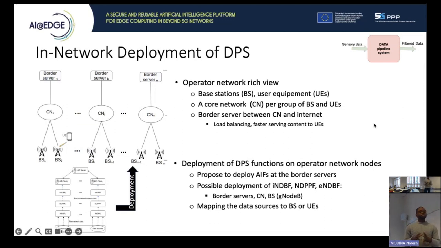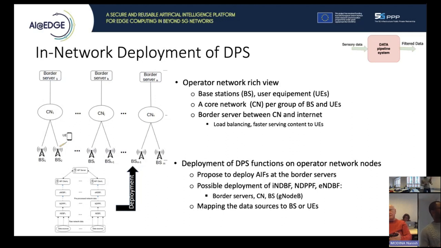Once we introduce the data pipeline system, the question is where to deploy the system, on which architecture. Here we show a general, high-level view of an operator network that contains a set of base stations or user equipment, a set of core networks per group of base stations and user equipment, and the border server between the core network and the internet. The idea of the border server is that some highly distributed applications can use it in order to distribute the application for load balancing or to serve content faster to user equipment.